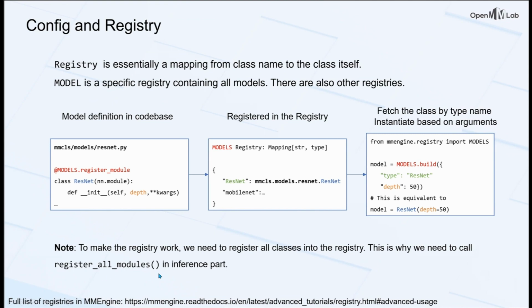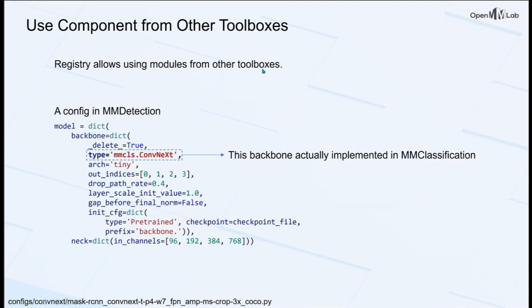The registry also allows using modules from other toolboxes. This example config is taken from detection, which is a toolbox for object detection, and it uses a backbone from classification. Here we just specify the type as CLS dot ConvNeXt, so it will search for this module in the registry of classification instead of the registry in detection.